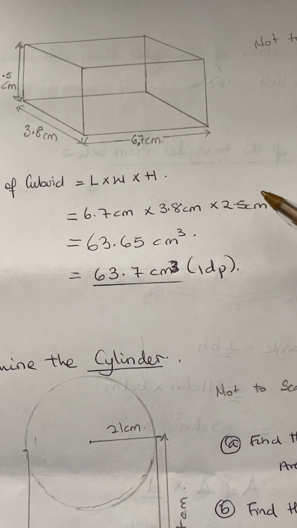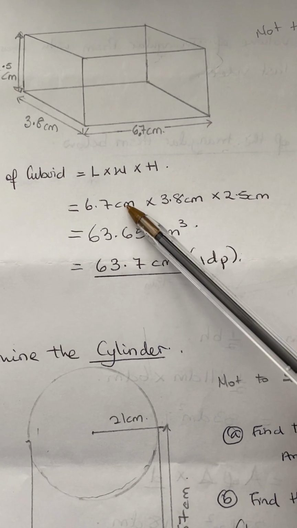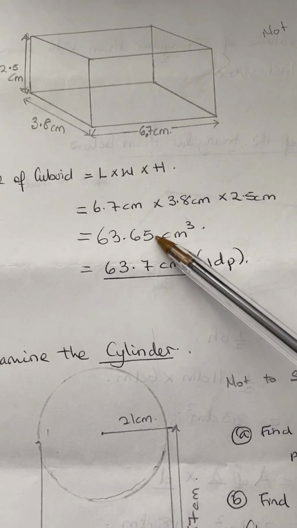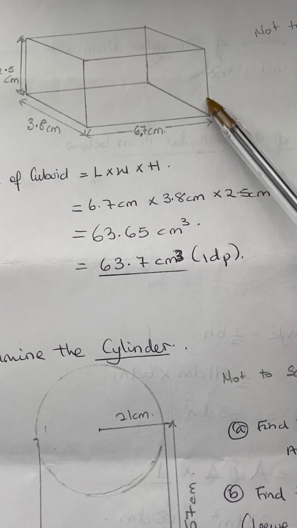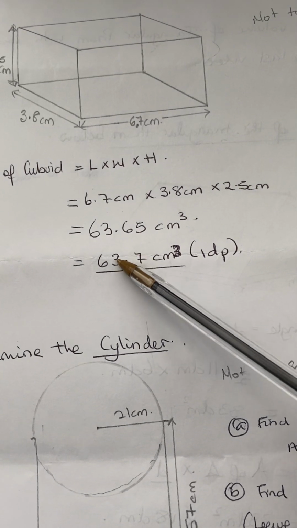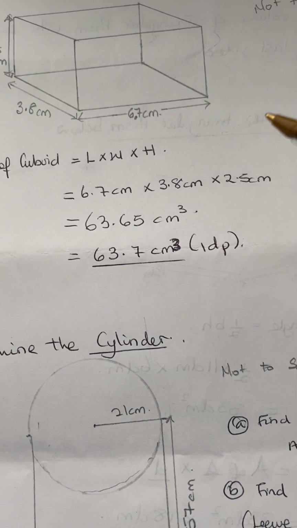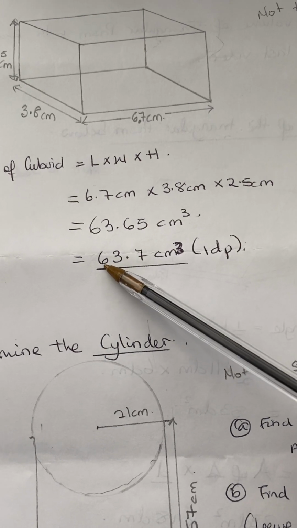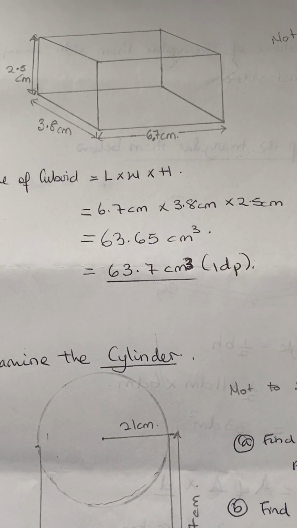Again, not to scale. If you do it correctly on the calculator and multiply these figures, you are going to get 63.65 centimeter cube. Okay, that will be the volume of this cuboid. Now, I will leave my answer in 1 decimal place. I could leave it as a whole number, but I decided to leave it as 1 decimal place. So it is 63.7 centimeter cube to 1 decimal place.